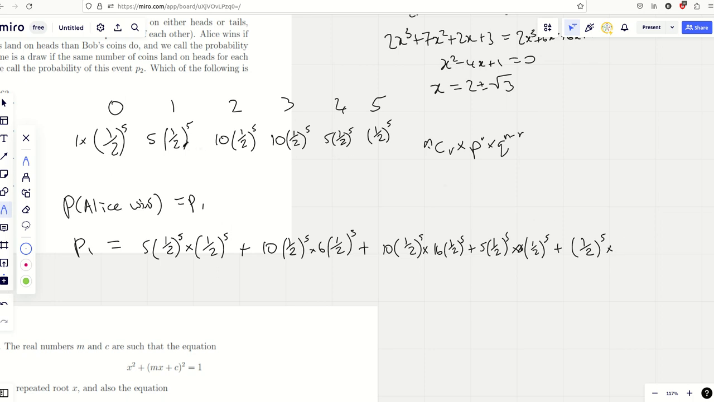Well, that's 5 plus 10 plus 10 plus 5 plus 1. So that's 31, times by a half to the power of 5. Yeah, and I thought if this works I'm going to be really pleased. Well, sure enough it did, because those are all half to the power of 10s. And then you've got 5 plus 60, that's 65.